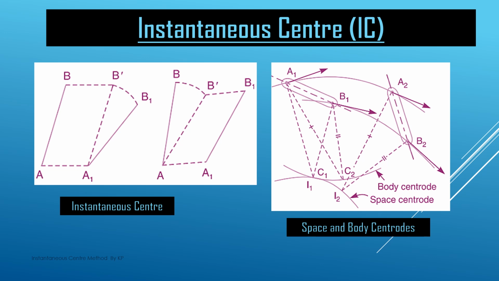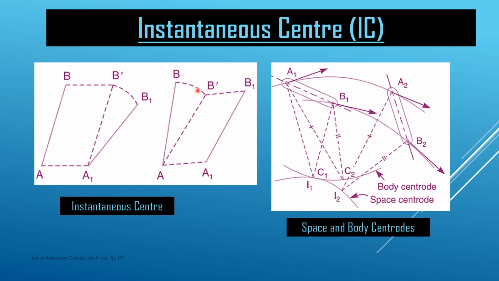Here in this video, we introduce the concept of instantaneous center. We consider a rigid link AB, and that rigid link first has a translation motion from AB position to A1 and B dash position, and then it has a rotation motion about the A1 point, and this B dash point reaches the B1 position. So in the first case, first it has a translation motion and then a rotation motion. In the second case, the same link AB is considered.